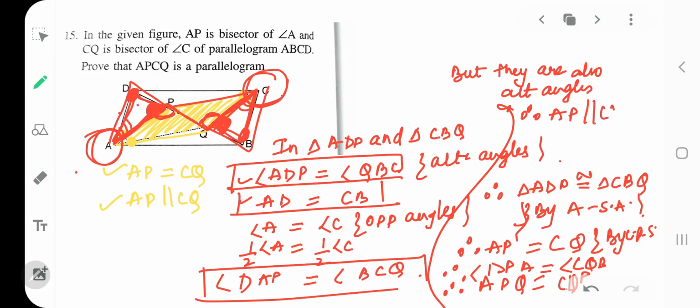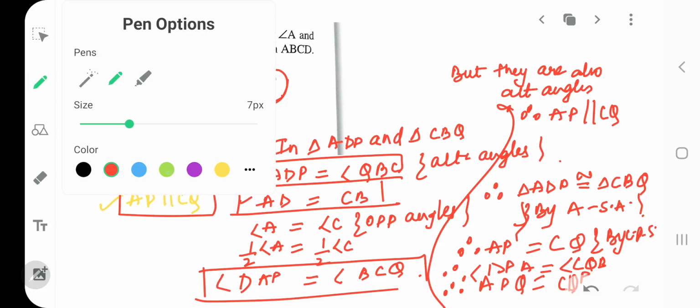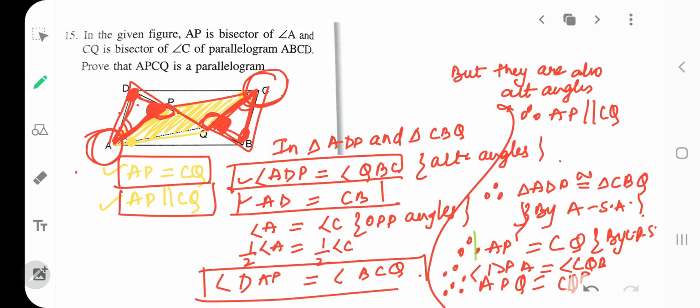Therefore AP is parallel to CQ. So you got the two conditions. AP is equal to CQ and AP is parallel to CQ. You got both the conditions. Yes. Hence, you will write APCQ is a parallelogram. Clear?